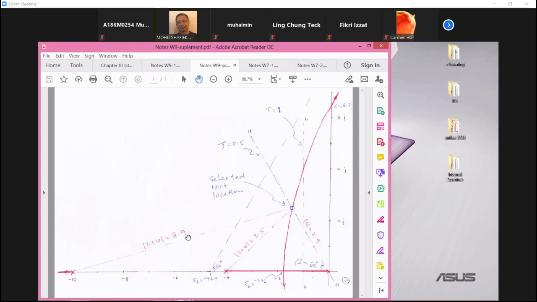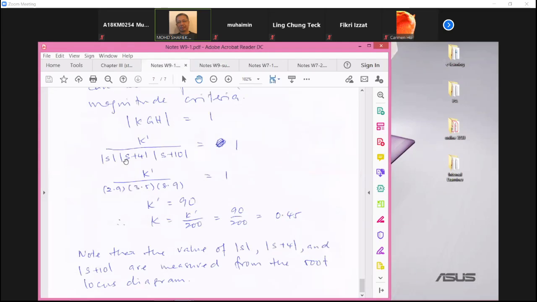So with all these values available, you can now calculate your gain k. Okay, so this is s 2.9, s plus 4 3.5, s plus 10 8.9. These values are from your drawing, your diagram. You measure that using a ruler, and from there this must satisfy the magnitude criteria, which is equal to 1, and then you can compute k prime approximately 90, and from there you can compute k, which is equal to 0.5.